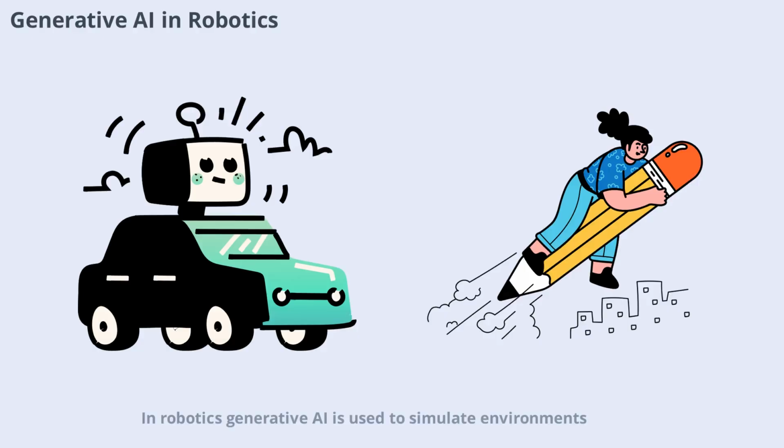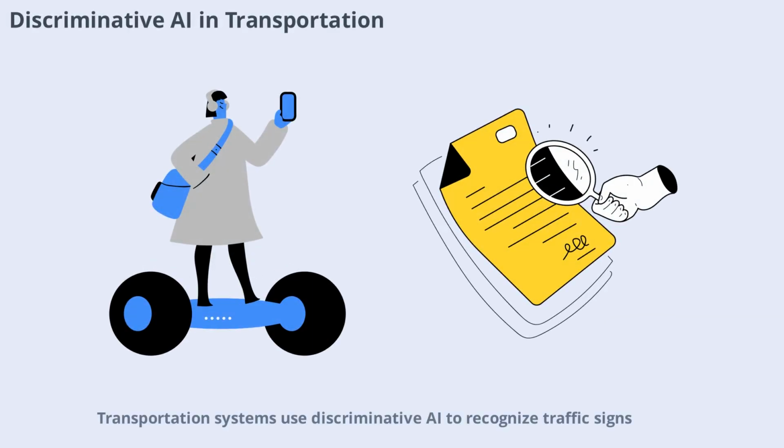In robotics, generative AI is used to simulate environments and train robots to handle new situations. By generating diverse scenarios, these models help robots learn to adapt and respond to unexpected challenges, making them more versatile and capable.